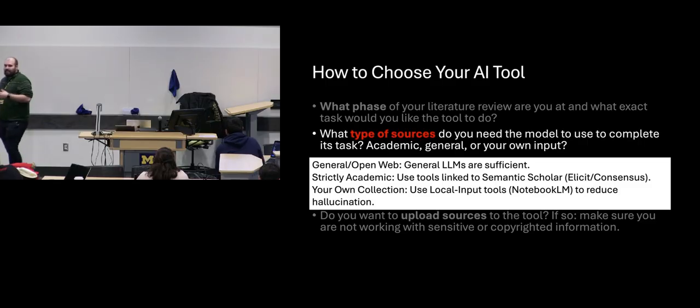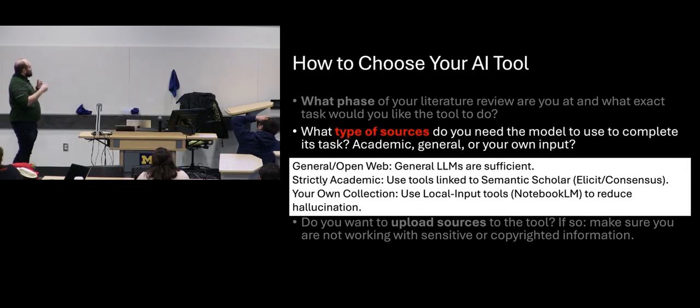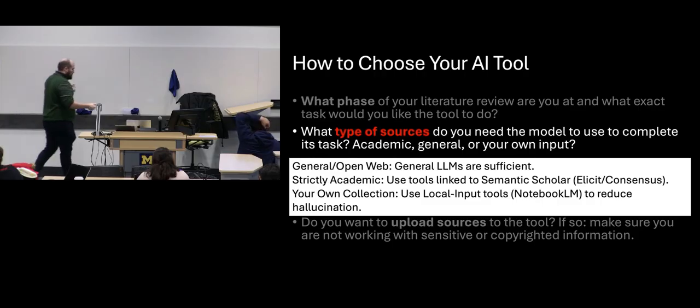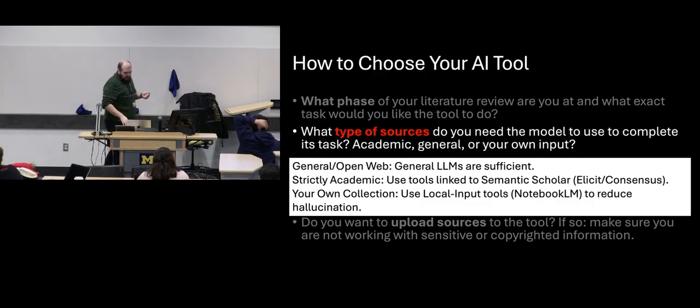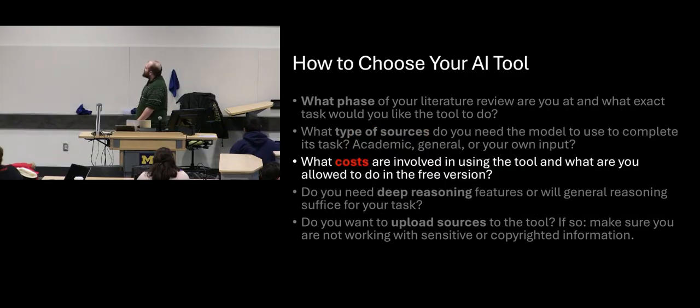They can now search the web anyway. If you want academic, you have to use something that is more specifically linked to an academic database, which is something like Elicit or Consensus. If you're using PDFs that you have, something like NotebookLM is usually going to be the best. You can upload papers to Consensus as well, but NotebookLM has the nicest features for it.